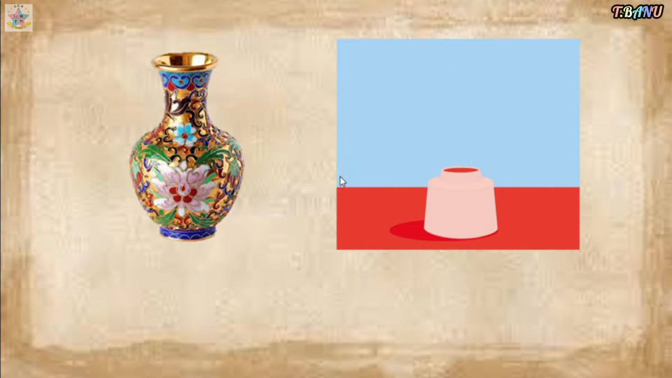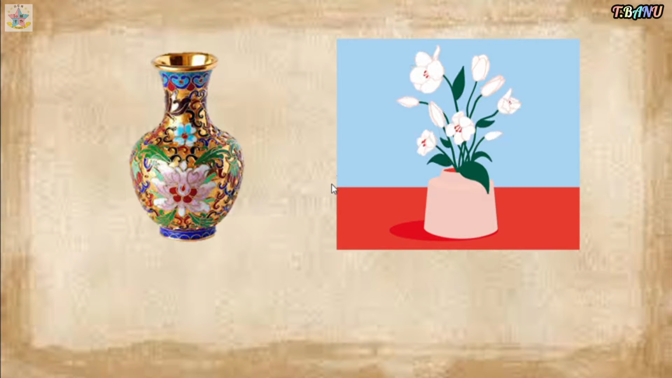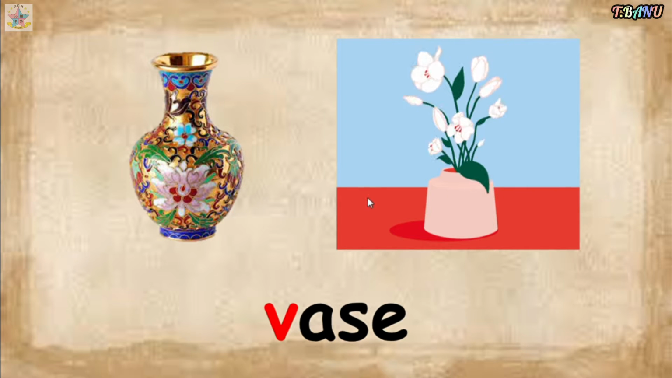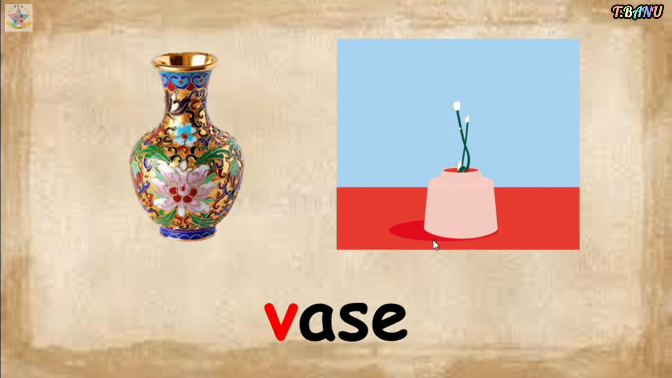Okay, children, what is this? This is a beautiful vase. And then you see the flower grow. V, V, Vase. V, V, Vase.